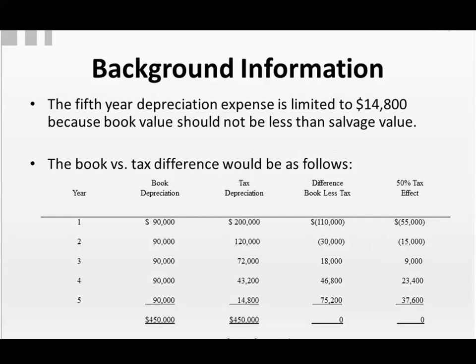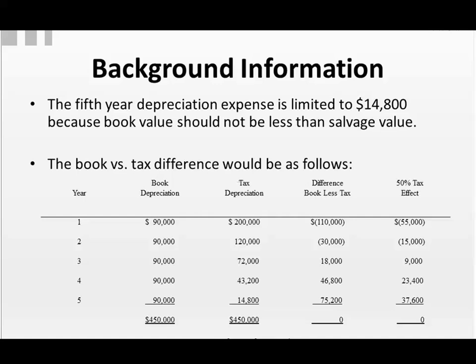The differences between the book and the tax depreciation are in that next to last column that you're looking at. And if you tax affected those at the 50%, you wound up in the first year with a $55,000 credit, which for all practical purposes is an interest-free loan from Uncle Sam. It's the government saying, take a little extra depreciation, reduce your taxable income, pay less tax. So we paid $55,000 less tax in the first year.